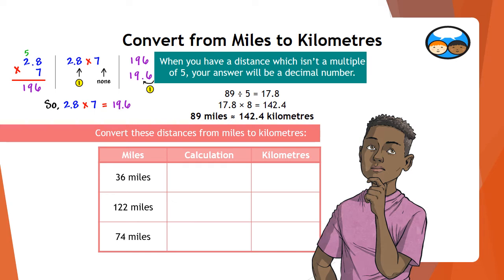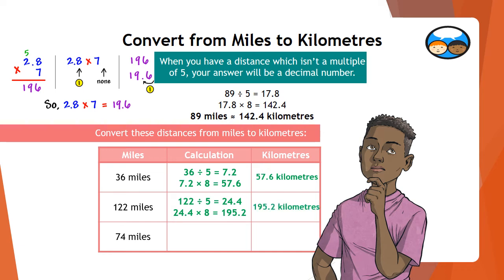Excellent. Let's go through our answers. 36 divided by 5 is 7.2, and 7.2 times 8 is 57.6. 122 divided by 5, 24.4. 24.4 times 8 is 195.2 kilometres. 74 divided by 5 is 14.8, and 14.8 times 8 is 118.4 kilometres. Well done if you managed to get those.